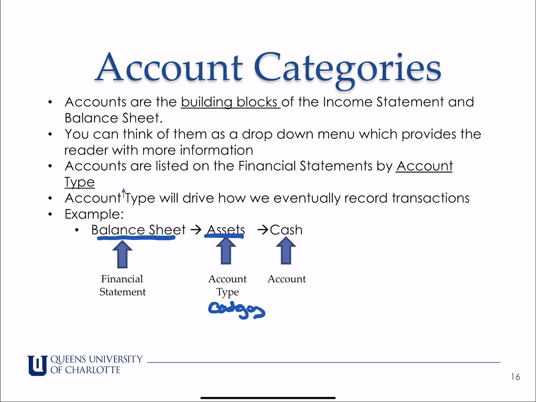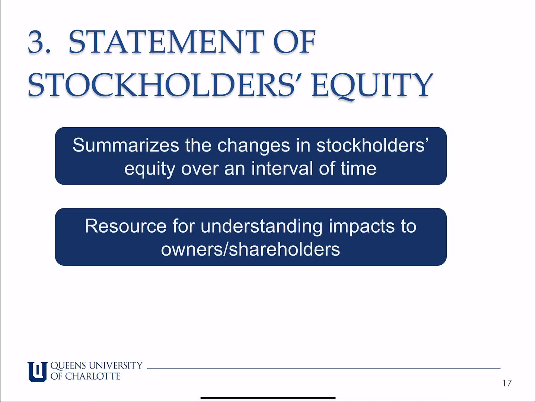That's a good example. Why do I care? Why do I need to know this? Well, it's going to be important how you know it, why you know it, because this category is eventually going to define how we do our recording of the transactions. So think of this as a big drop-down menu with cash being the lowest place on the drop-down menu.